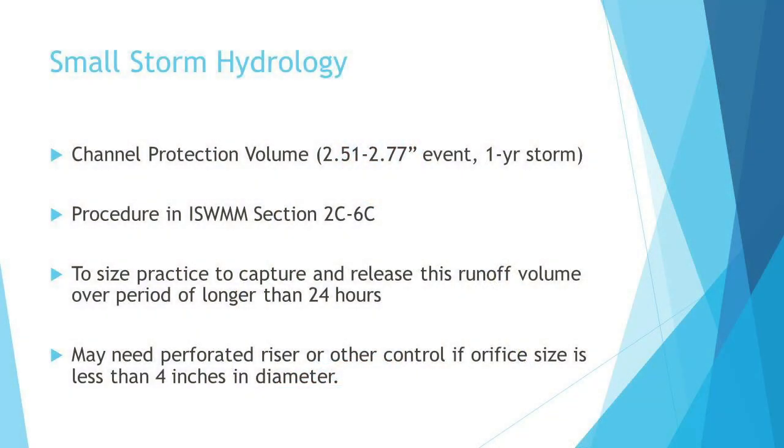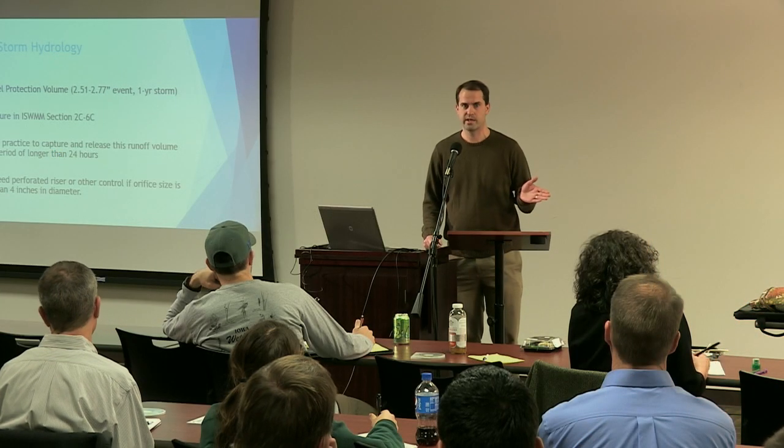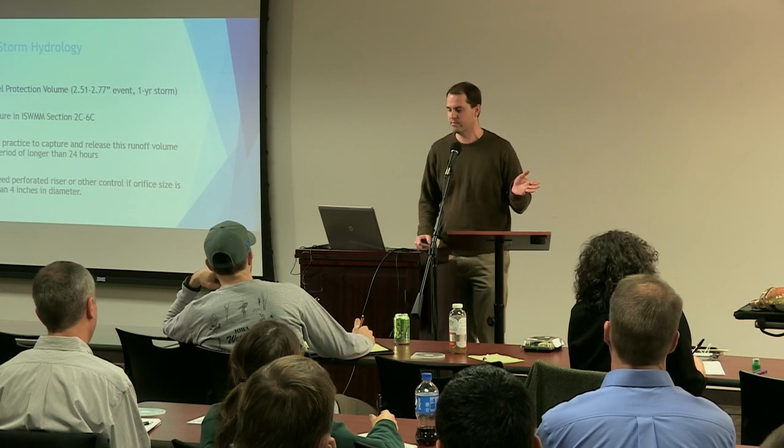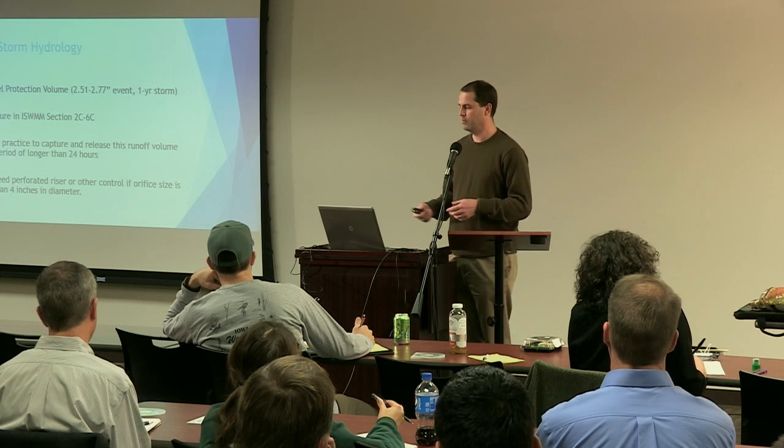The next step on the ladder is the channel protection volume. And this is not uniform across the state because it varies with rainfall. We're looking at, depending on where you're at, about 2.5 to 2.75 inches of rain. So you look up in SUDAS right now, eventually the Iowa Stormwater Management Manual will be updated with that NOAA data as well, but it just hasn't been yet. When that happens, you can look in both manuals to find this.